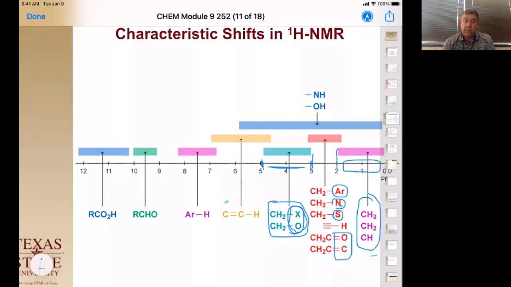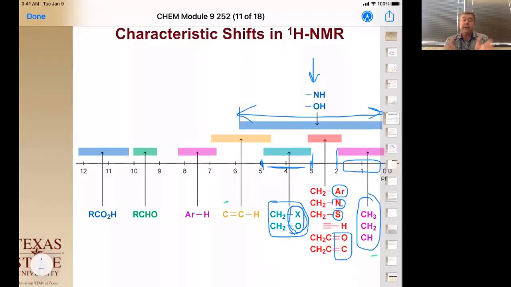Now, these are electronegative atoms, but they're way up here, and they have a broad range. The reason they have a broad range is both of those compounds can hydrogen bond. The number of hydrogen bonds and the type of hydrogen bonding can shift that peak really around quite a bit. And sometimes it can even broaden the peaks out. So it's bonded to an electronegative atom, but hydrogen bonding is what causes it to have such a wide range.